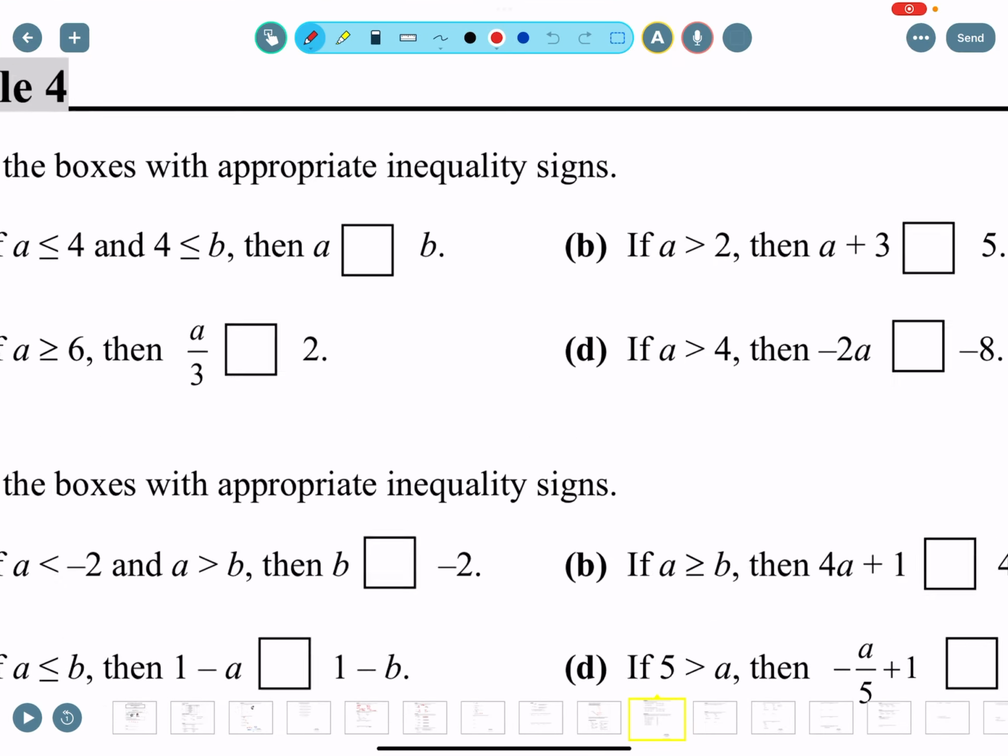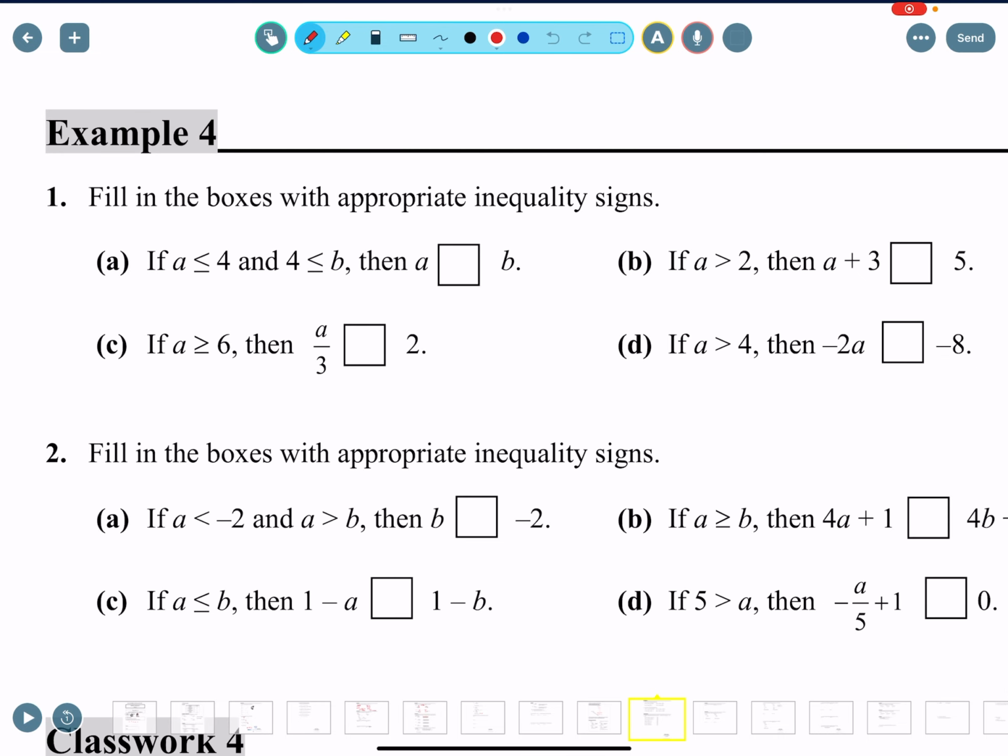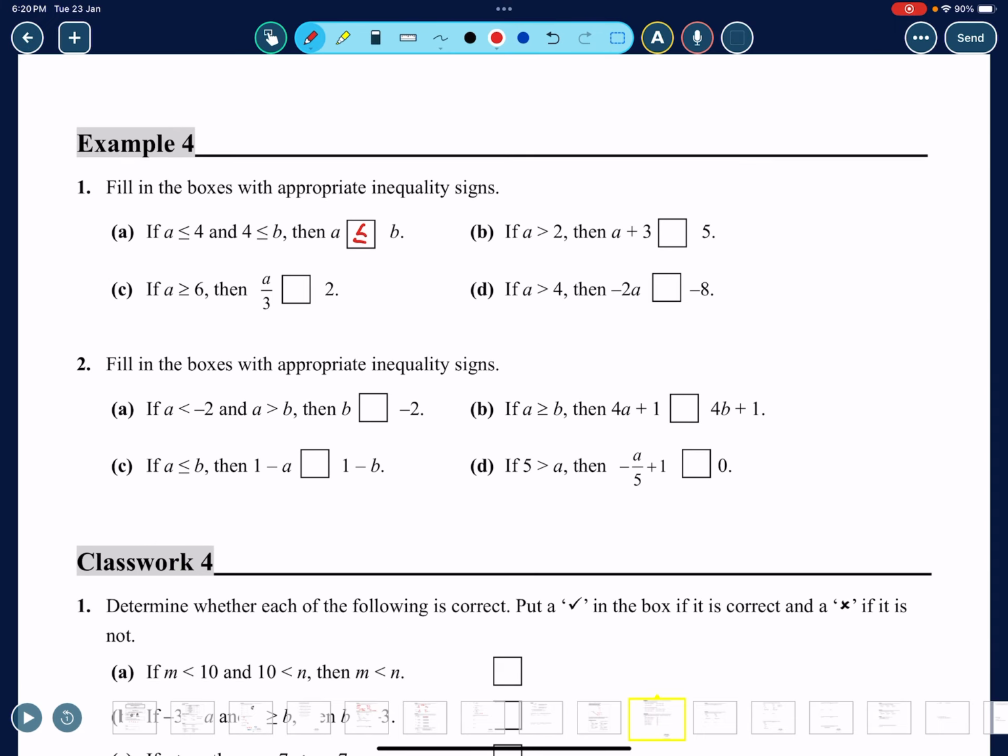When a is less than or equals to 4, and 4 is less than or equals to b, then what happens? Let's see. When a is less than 4, but b is greater than 4, well, a has to be less than or equals to b, right? That makes sense. You have to add the equal sign, yes. a greater than or equals to 6. Oh, this one's a bit tricky.